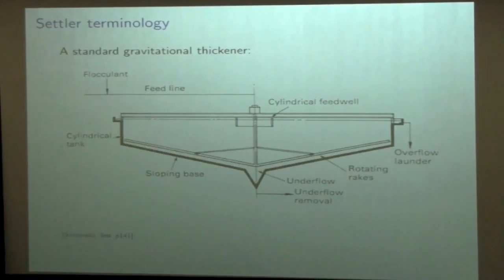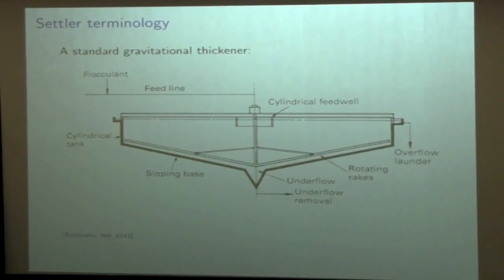I don't have my laser pointer, but at the top over there we have a feed line coming in, and we'll talk about flocculation in a minute. But the feed is our raw material, the solid-liquid mixture that we're aiming to separate. And it comes into the center of the sedimentation vessel in what's called a feed well. So that feed well has a number of requirements, but the main one is to dissipate the feed without disturbing the rest of the material in the basin. And then the material spreads across the area of the basin and starts to settle down.